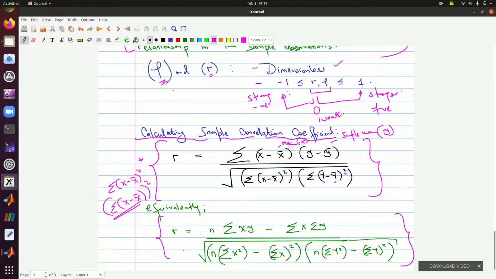Ideally, if you're computing this by hand, then you shall have a table, a column for x values and y values. From the x values you can compute your x bar, and you have your y bar. Then you can have a column of x minus x bar, and x minus x bar squared, and then y minus y bar, and y minus y bar squared. So you have such a table.